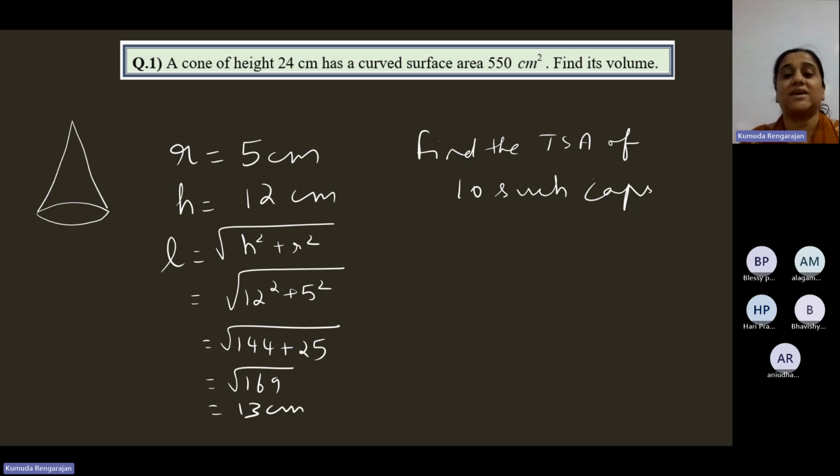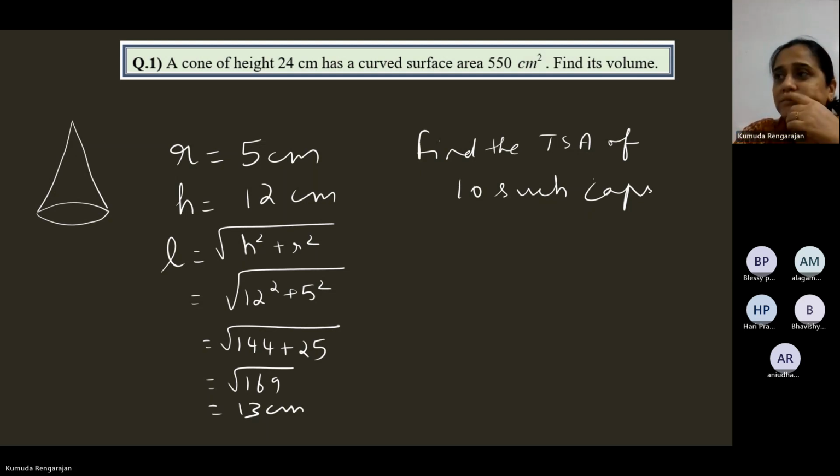It's only the CSA. But you will say, you only said find TSA, so I found TSA. That is only the total surface area for the birthday cap. The curved surface area is the total surface area for the birthday cap. Don't go by the word total. Because total is used, I use the total surface area formula. Total surface area means find the total area in that particular object. In a birthday cap, what is the total area? CSA only is the total area.